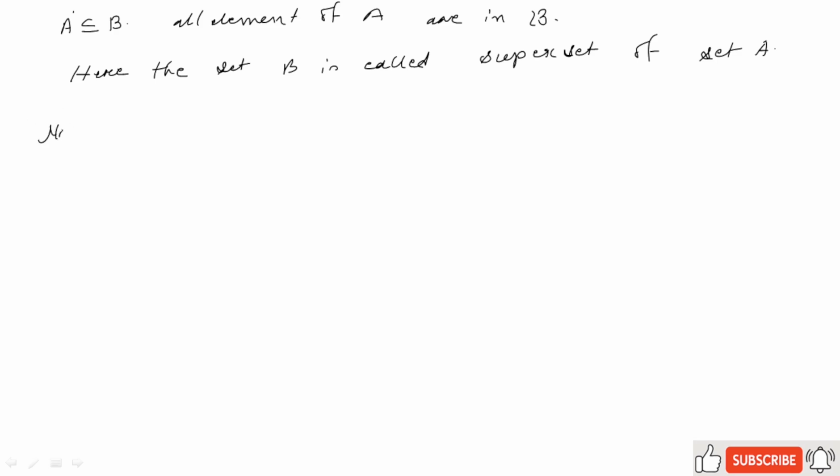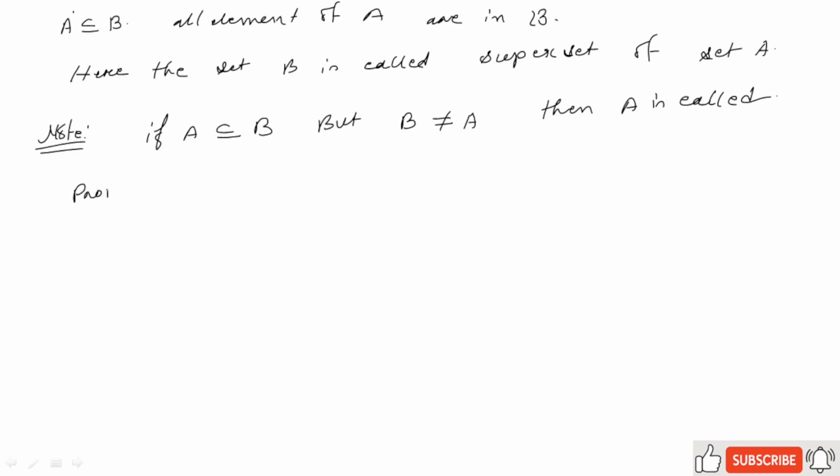Now one note: if A is a subset of B, but B is not equal to A, then A is called a proper subset of B, which we can write like this.